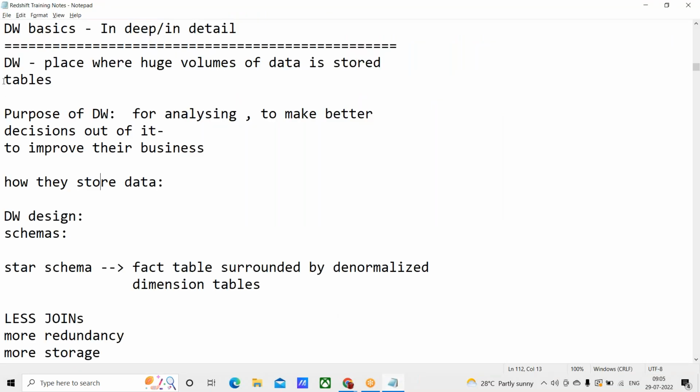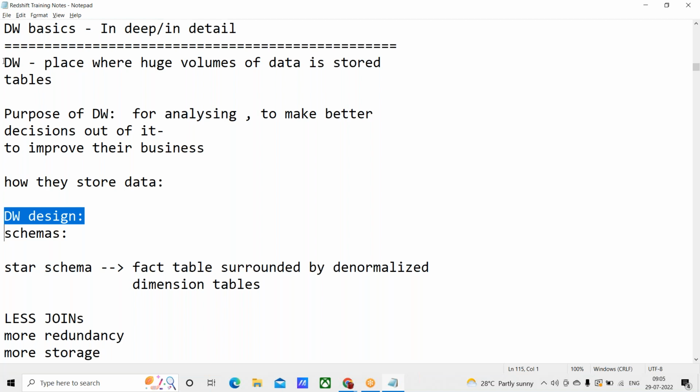Okay, so yesterday we have seen data warehouse. What is a data warehouse, and what is the purpose of it? Before designing a data warehouse, there is a concept called data warehouse design. There should be a design, right? Like how the data warehouse should be designed, how the fact tables and dimension tables should be modeled.